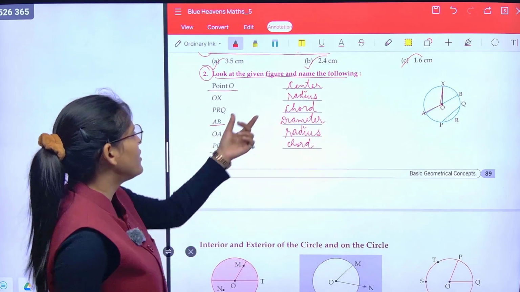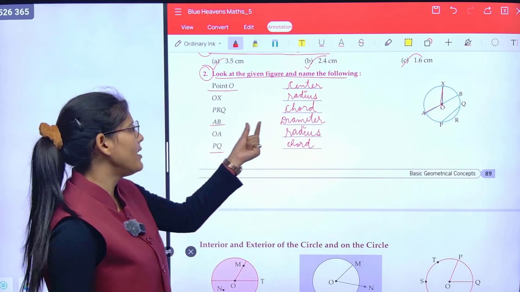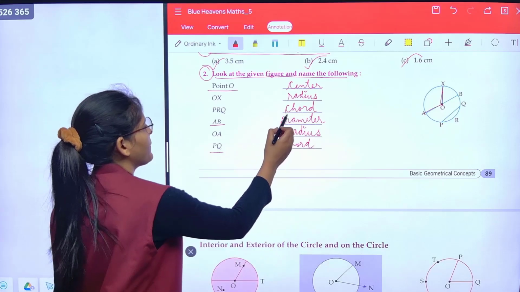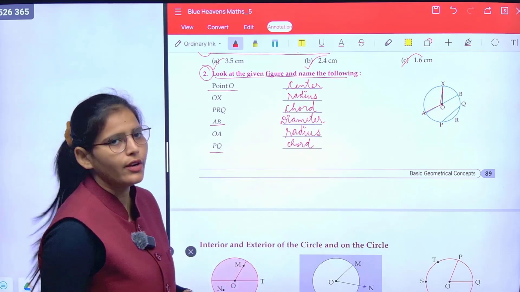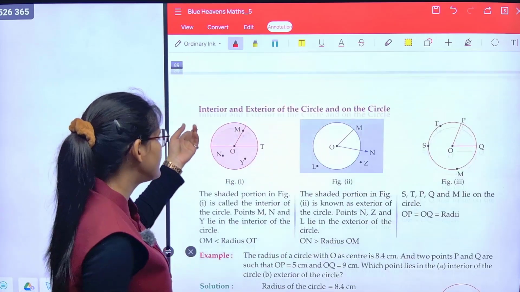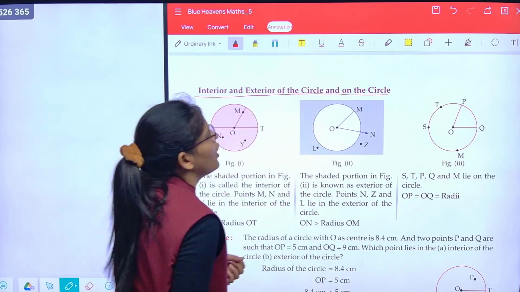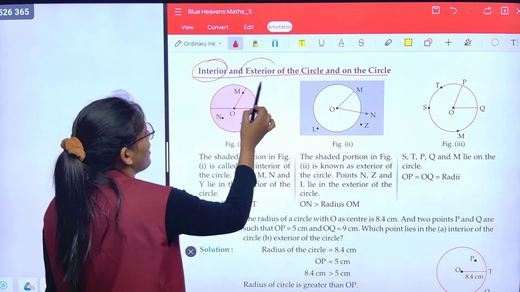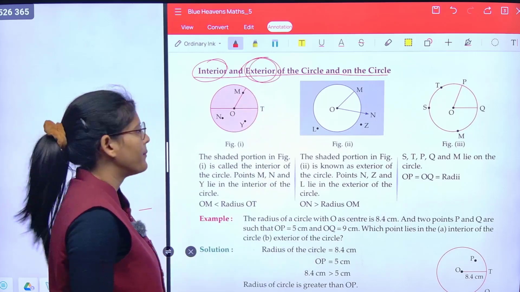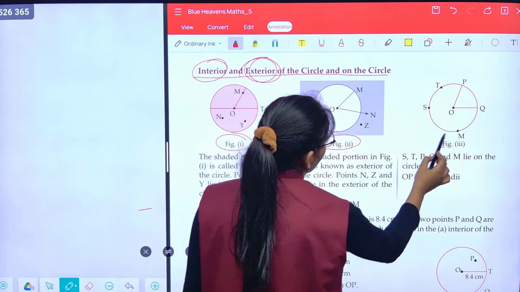Yes class, point O is the center, OX is a radius, PRQ is a chord, AB is the diameter, OA is a radius and PQ is a chord. Understand class? See, interior and exterior of the circle and on the circle. Class, interior means andar, exterior means bahar. Okay, now class figure 1, figure 2 and figure 3.